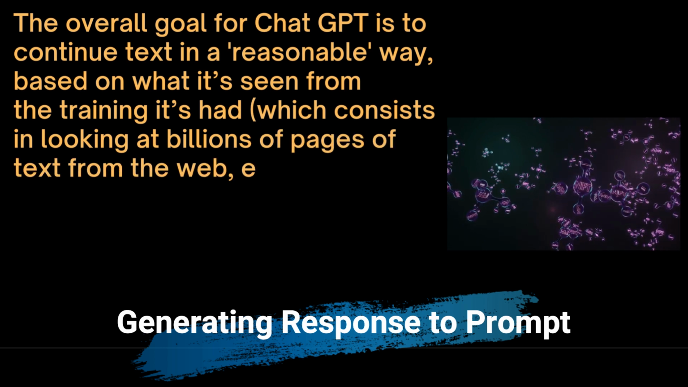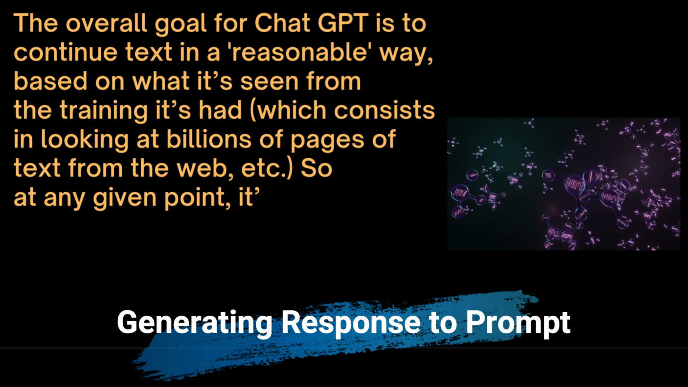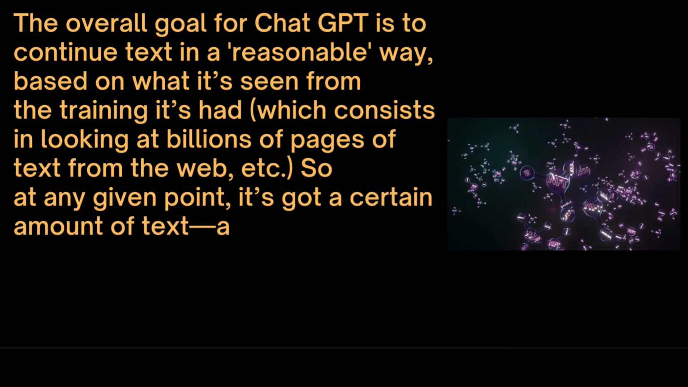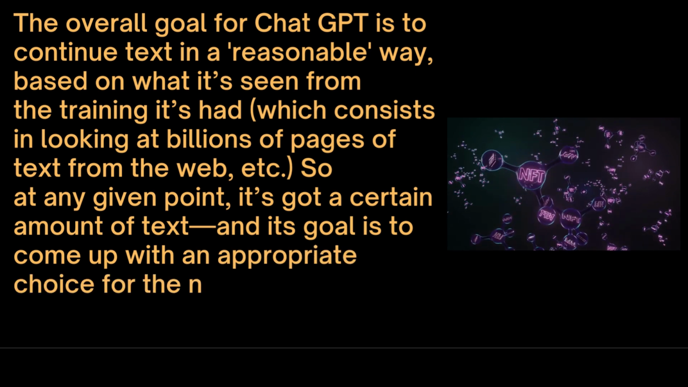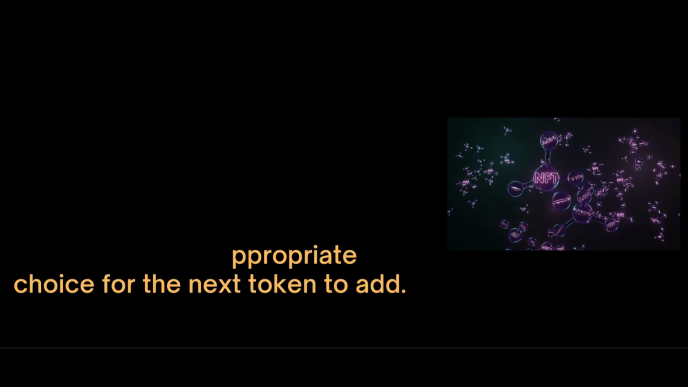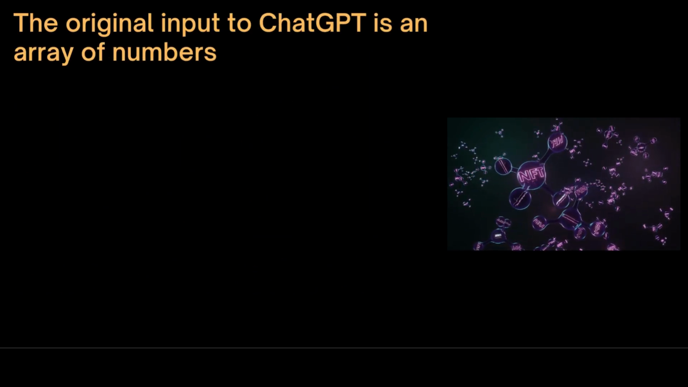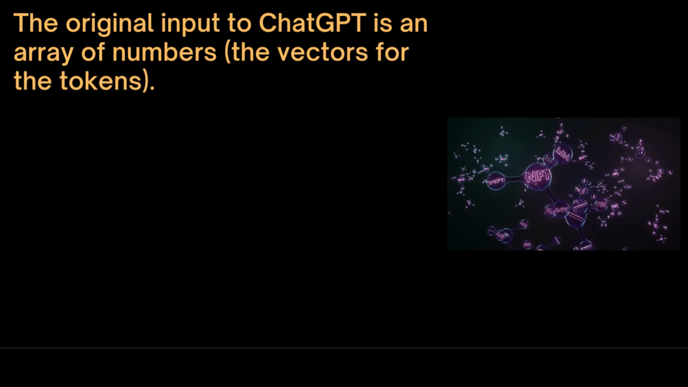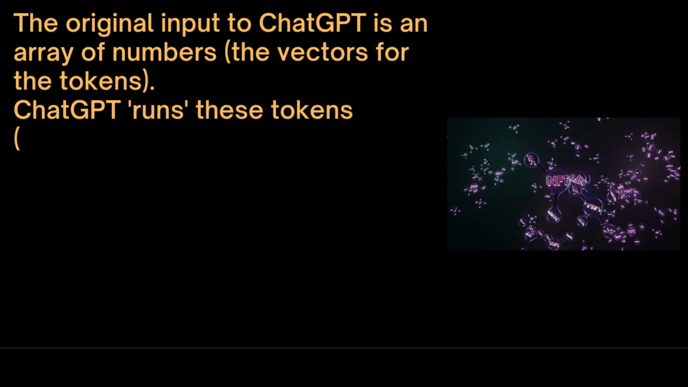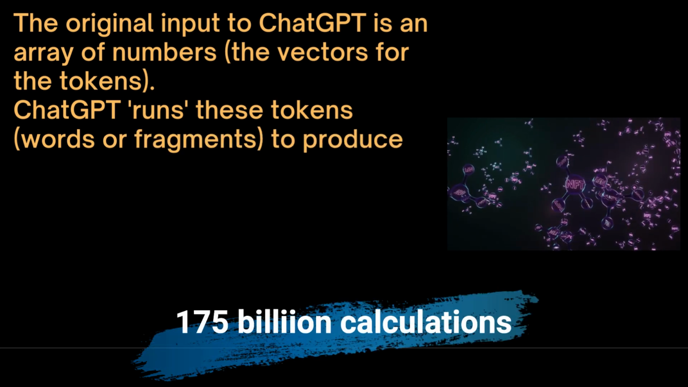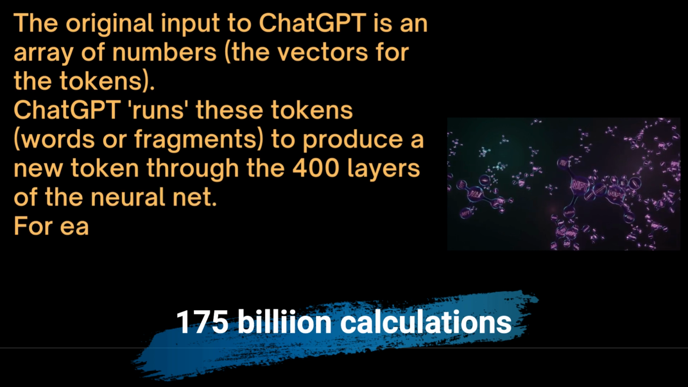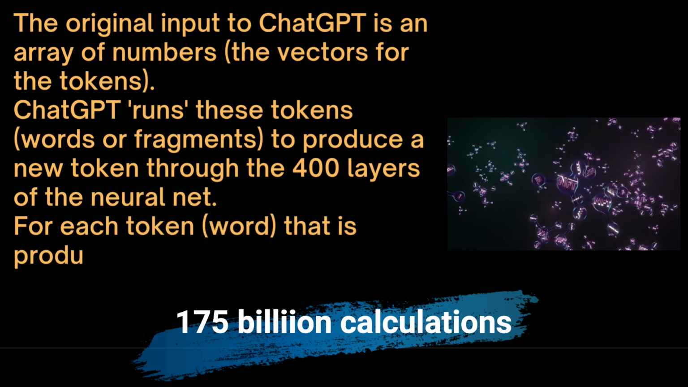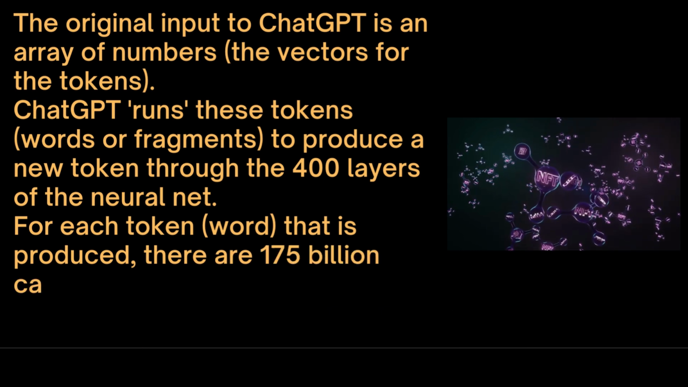So at any given point, it's got a certain amount of text, the prompts we give, and its goal is to come up with an appropriate choice for the next token to add. The original input to GPT, as we have seen, is an array of numbers or the vectors of tokens. ChatGPT runs these tokens, which are words or fragments, to produce a new token through the 400 layers of the neural net in GPT-3. For each token that we provide, there are 175 billion calculations done each time.